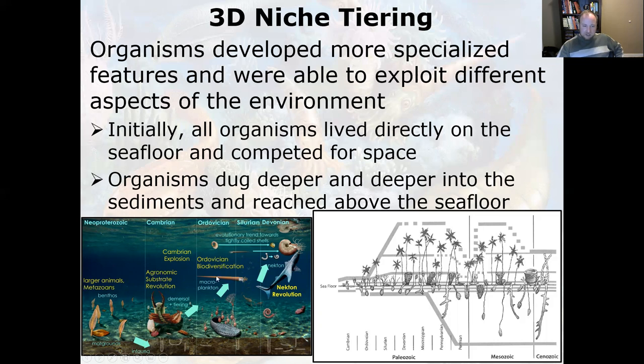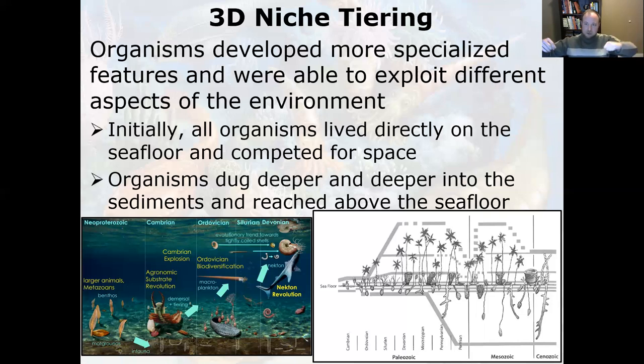And then in the Ordovician, things start swimming a bit. And then in the Devonian, there's really this whole revolution with nekton, the swimmers, and it's like the age of fish. And fish really starts filling that role. So it's really like, initially, the space available for organisms is essentially a 2D environment. It's the seafloor.